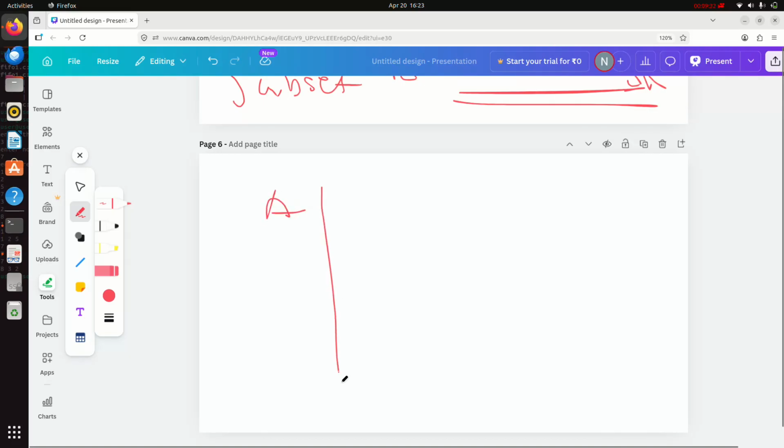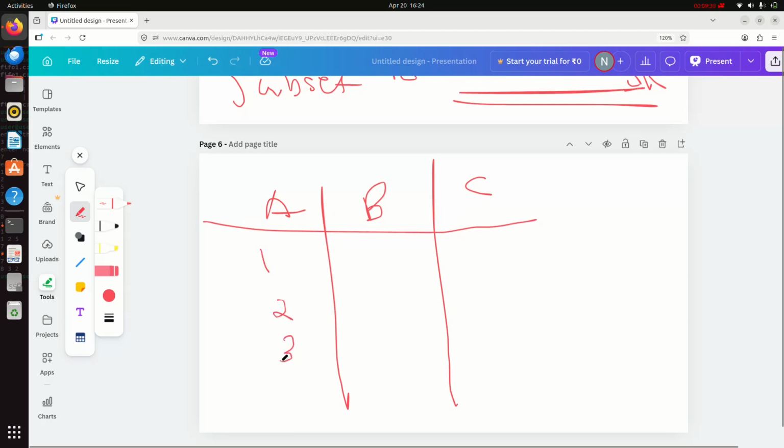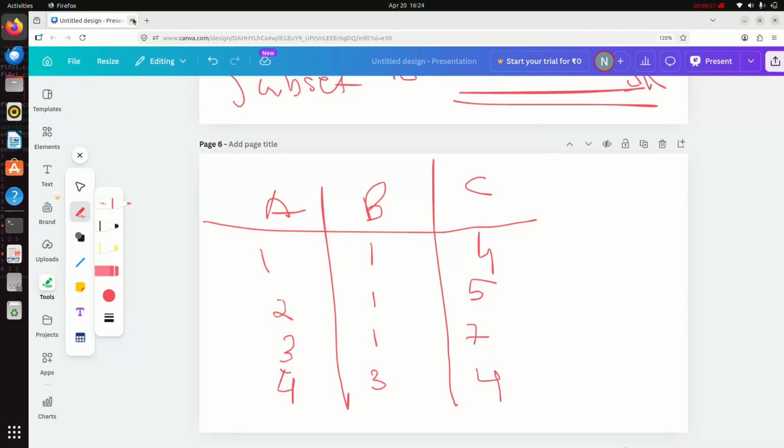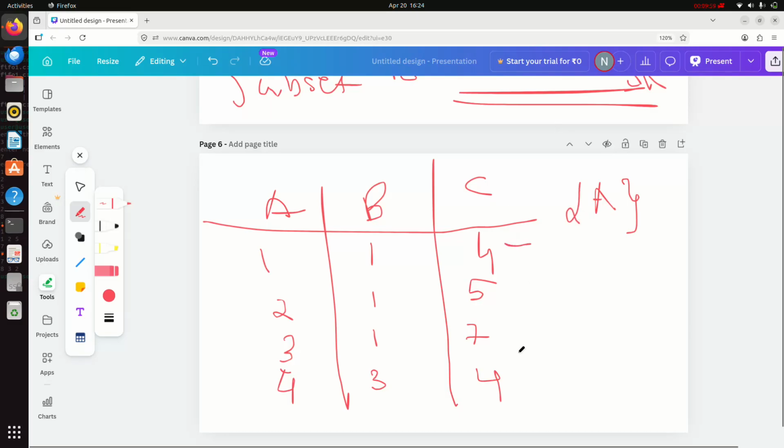Let's say A is there, B is there, C is there. A is 1 2 3 4. B I am saying as 1 1 1 3, and C as 4 5 7 4. Now in this relationship, what are the super keys? A is a super key. It can uniquely identify. Is B a super key? No. Is C a super key? No.